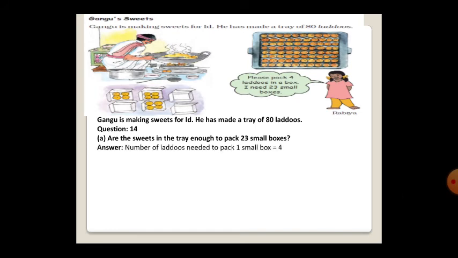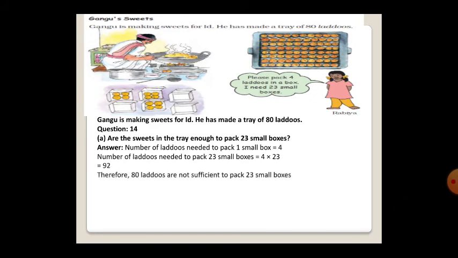Let me check. Number of laddus needed to pack one small box. For one small box, how many laddus can he keep? 4. Like that, how many boxes does she need? 23 boxes. So you have to multiply there. 4 multiplied by 23 means 92. So he made only 80 laddus. Therefore 80 laddus are not sufficient to pack 23 small boxes.